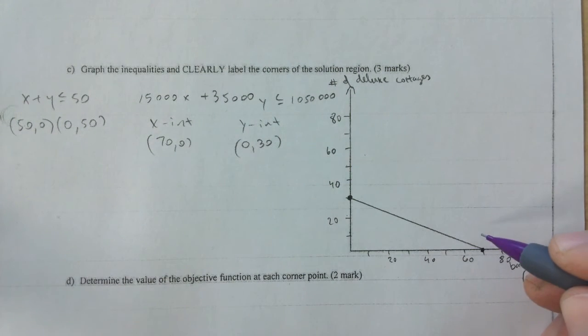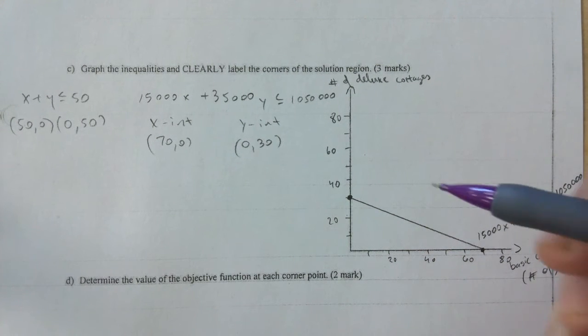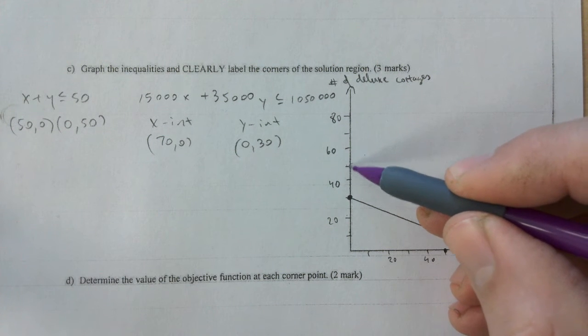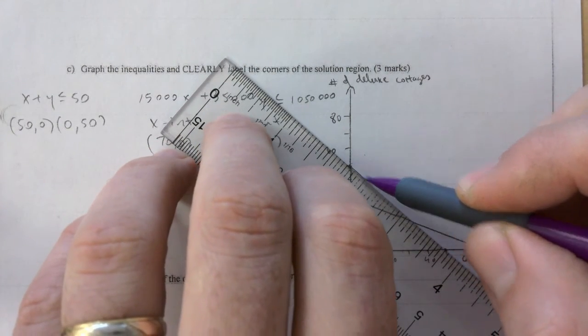Okay, and this is 15,000x plus 35,000y is less than or equal to 1,050,000. And then the other one is 50, 0, and 0, 50. And they're intersecting.